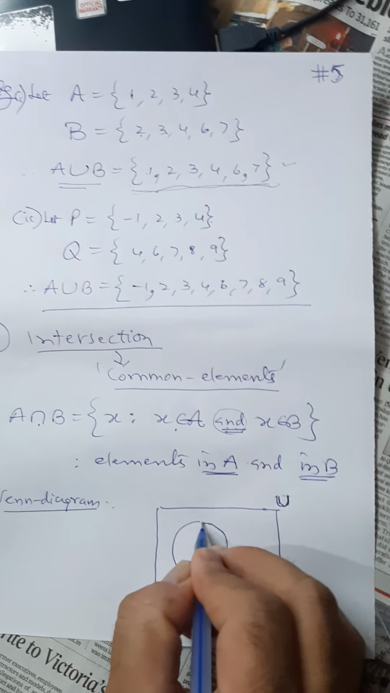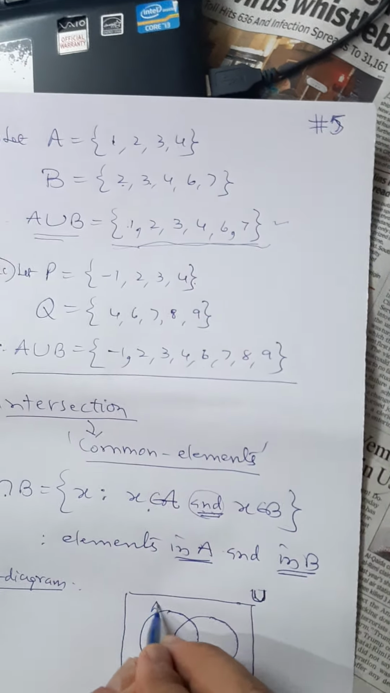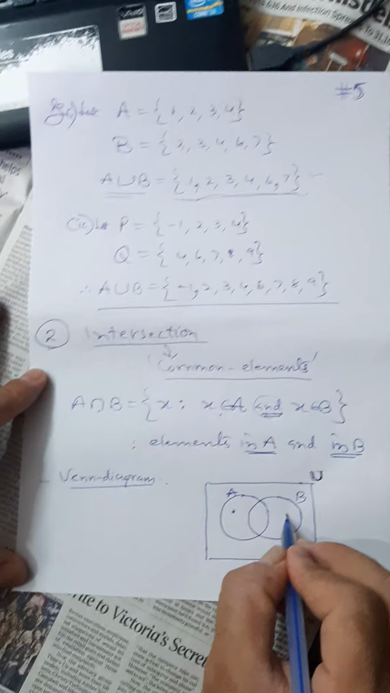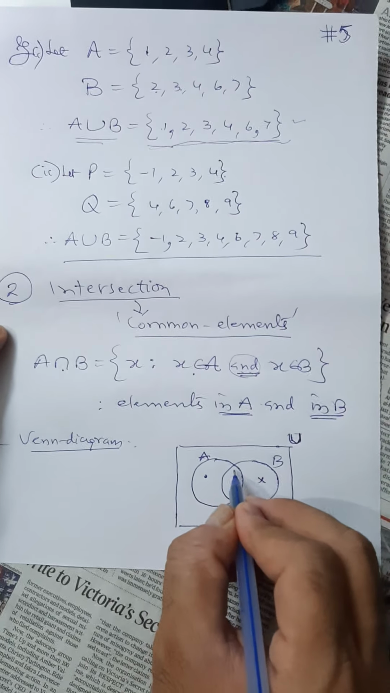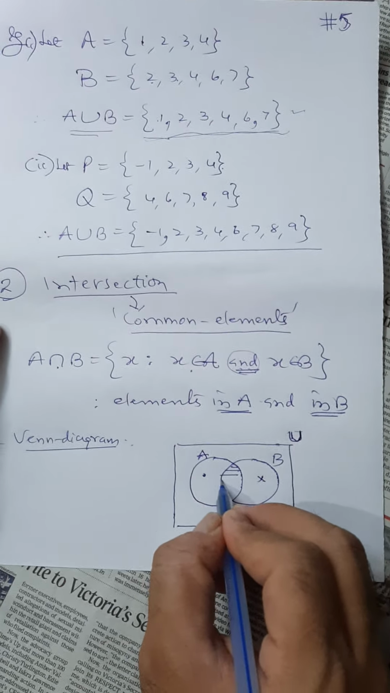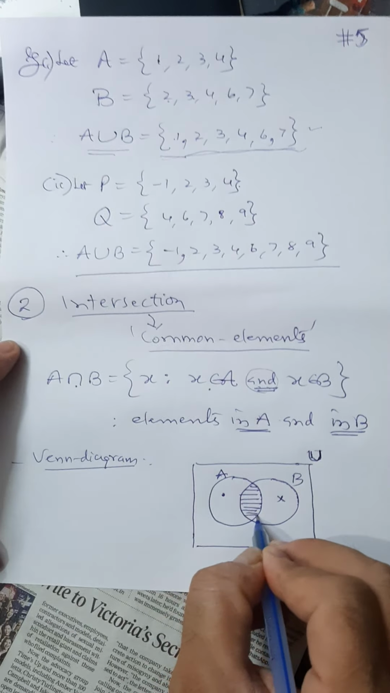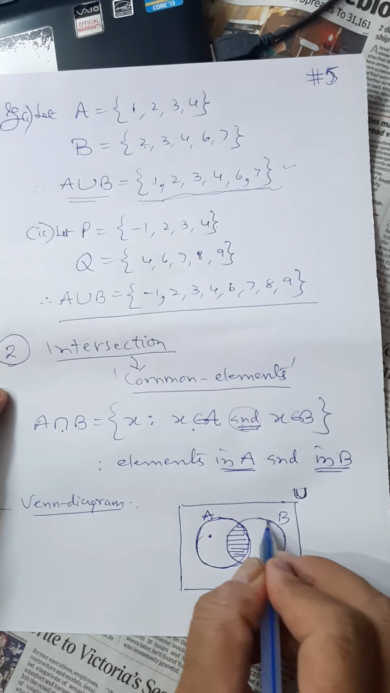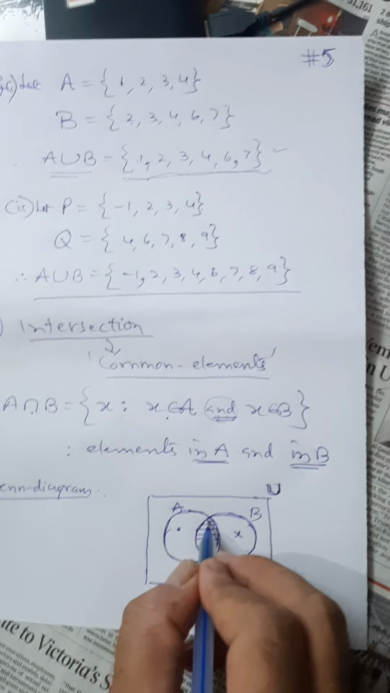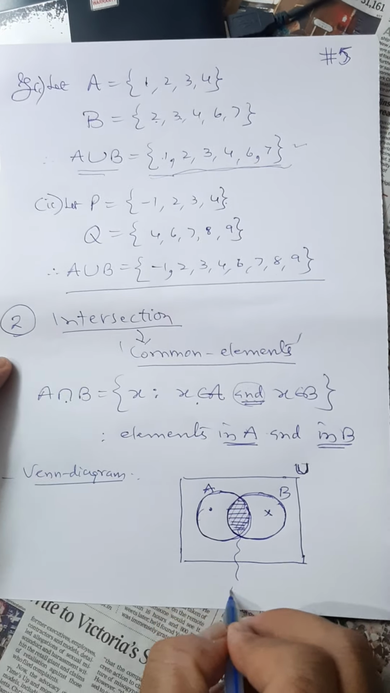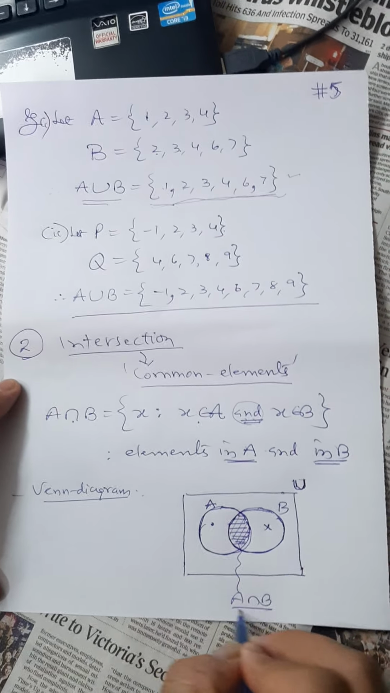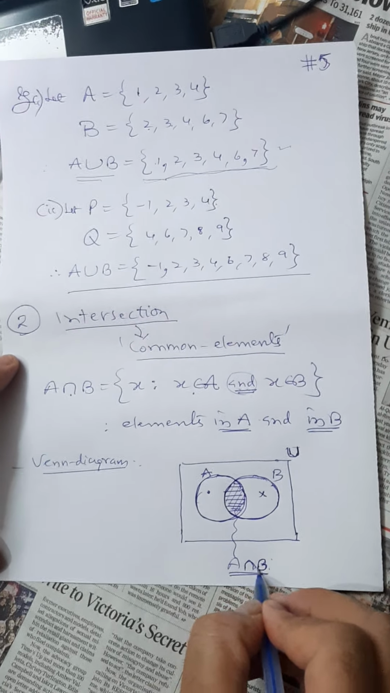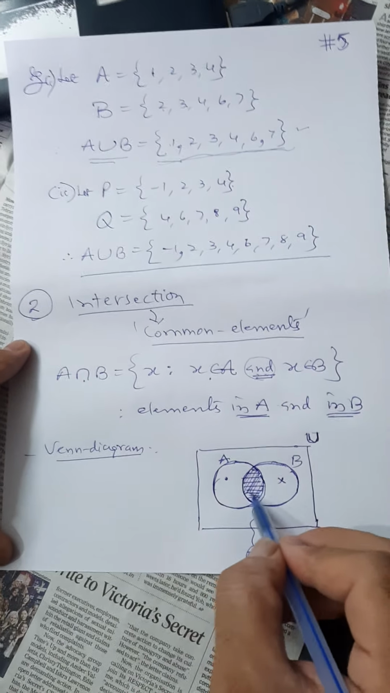Then set A, for example, and set B here. If I take one member here which is in A but not in B, and another member here which is in B but not in A, this portion represents all elements present in A. This shaded portion is in A as well as in B. This common region is known as A intersection B. A intersection B is nothing but all elements which are in A as well as B.